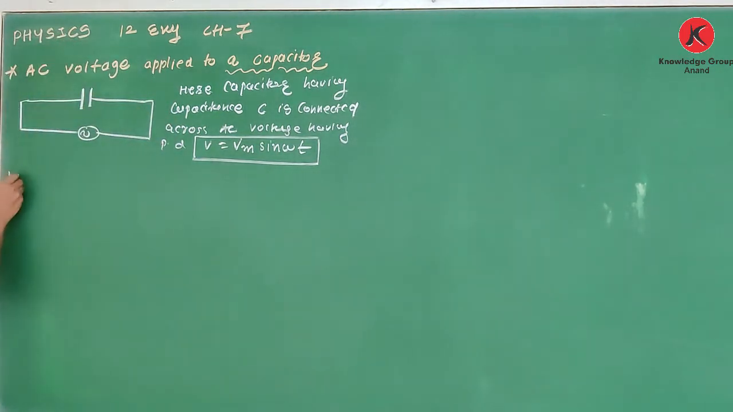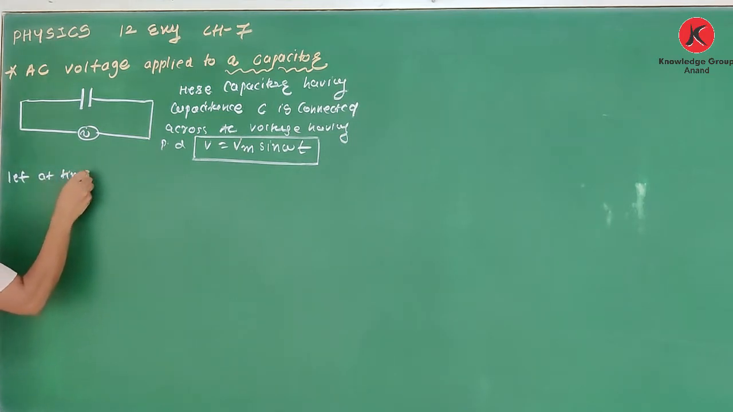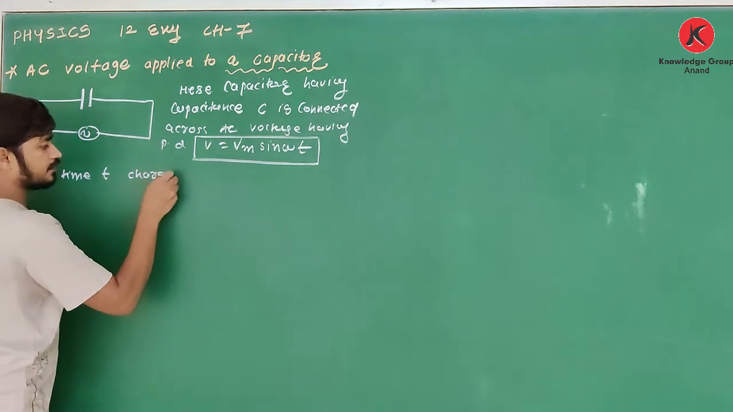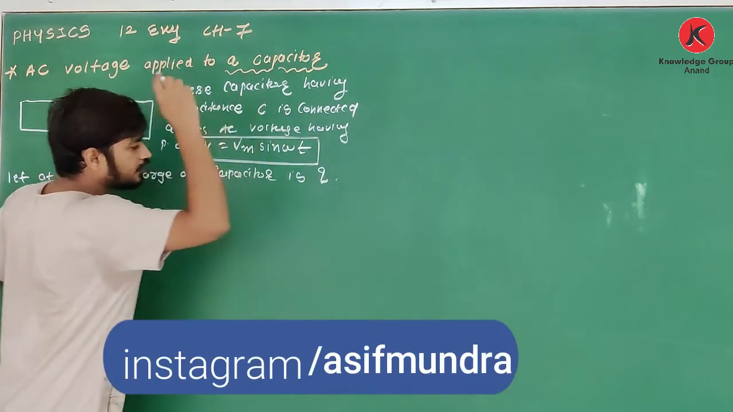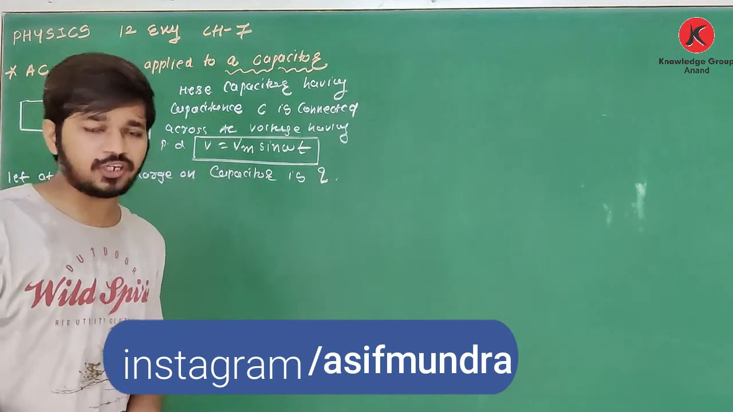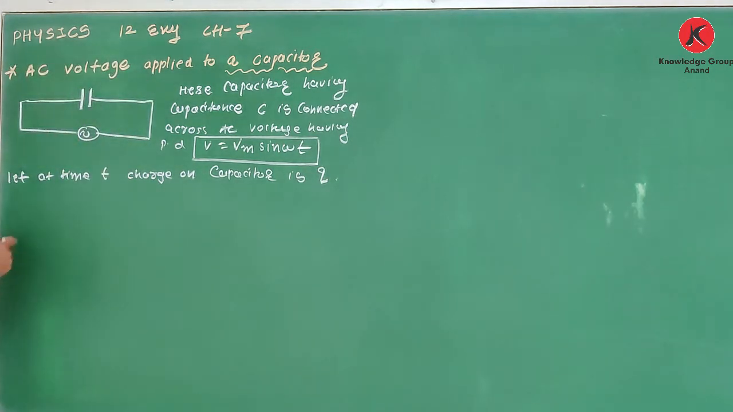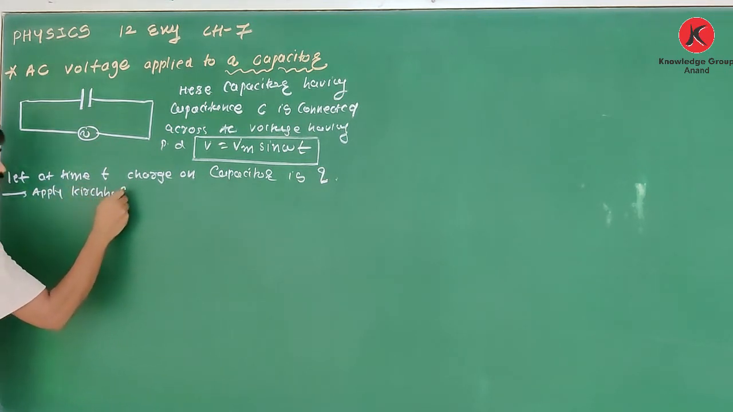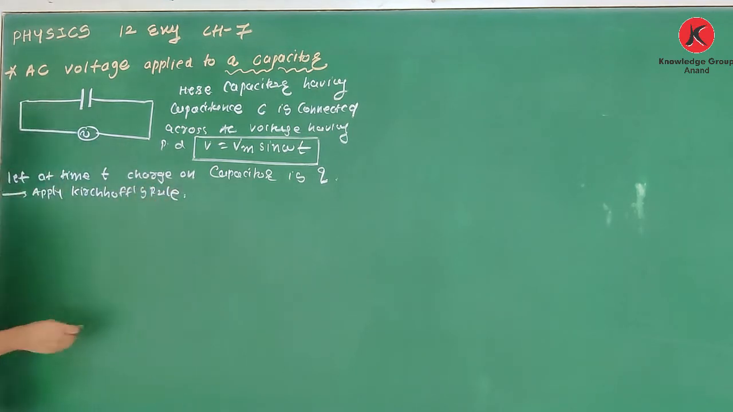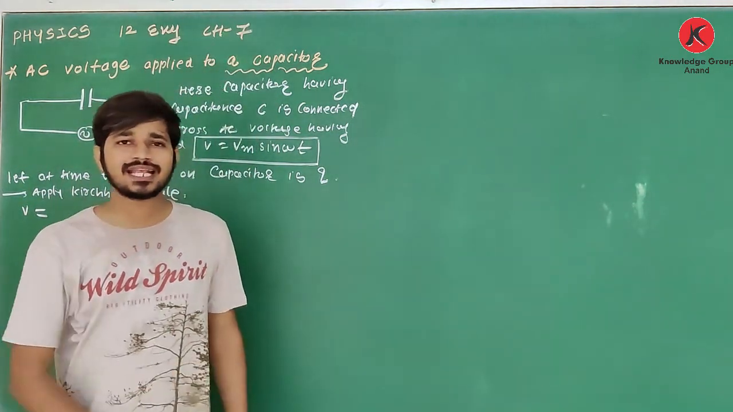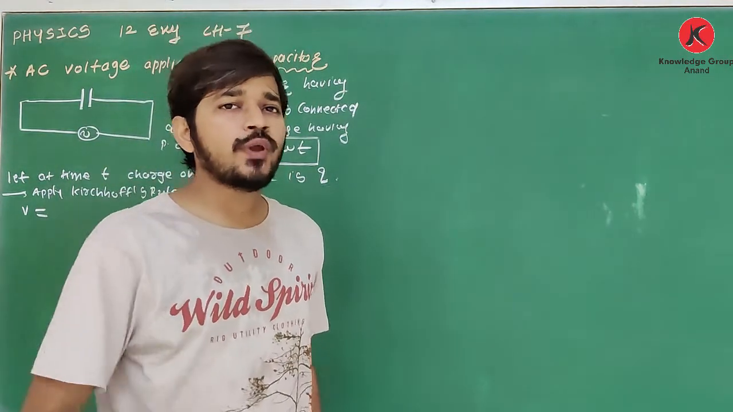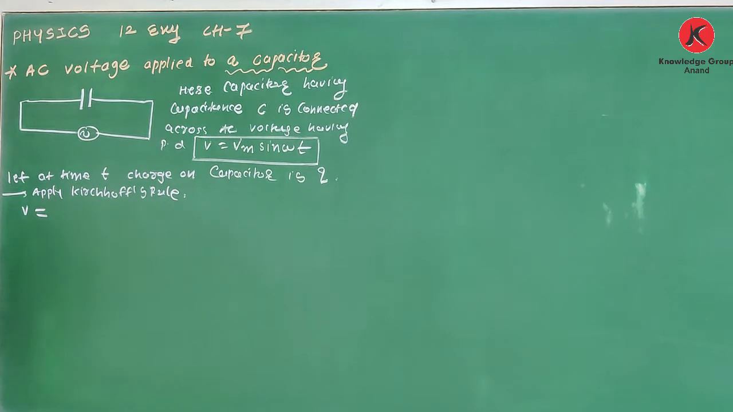Now let at time t the charge on the capacitor be Q. It is one intermediate situation, for example during the charging process. So in this case you have to apply Kirchhoff's rule. What is Kirchhoff's rule? Remember the first theory, AC voltage applied to a resistor, V is equal to IR. Second theory, applied to an inductor, V is equal to L dI upon dt. Third theory, applied to a capacitor, V is equal to Q upon C. Simple.